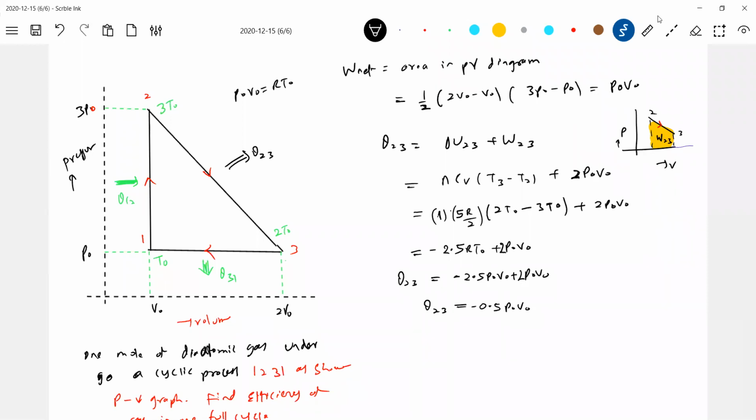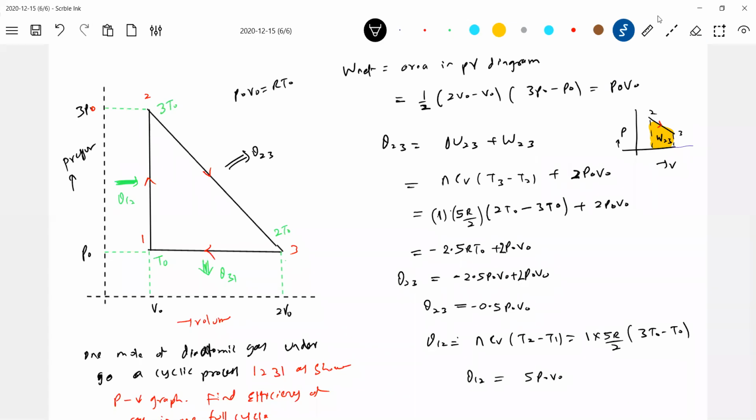So now heat is absorbed only in the process 1, 2. So what is the efficiency? We will calculate Q12. Q12 is equal to n Cv (T2 minus T1) for 1 mole of diatomic gas, Cv is 5R by 2, temperature 3 T naught minus 2 T naught. So it will be 5 P naught V naught. This is the heat absorbed.